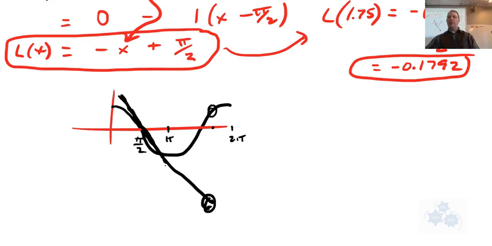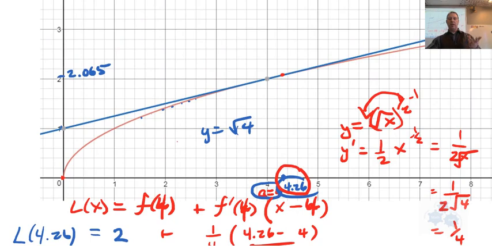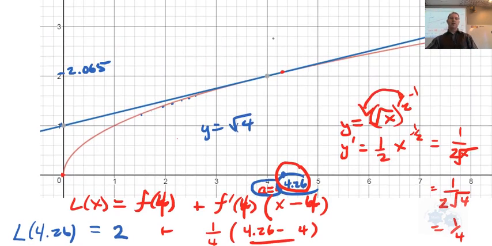Okay, so that's our lesson for today for linear approximations, and also linearization, and hopefully you understand the concept behind that.